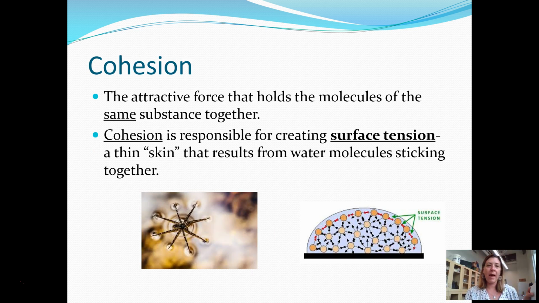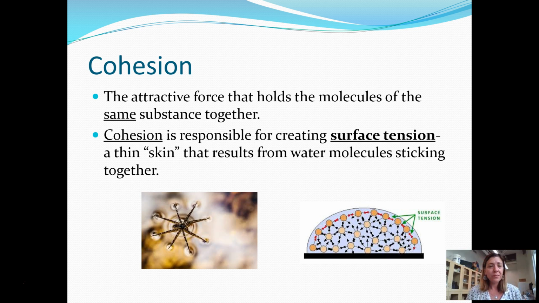Okay, so let's talk about the next property of water, which is cohesion. The first bullet point you might want to note is your definition. The definition of cohesion is the attractive force that holds the molecules of the same substance together. With water, we're talking about all the different water molecules, right? What we refer to as water is actually billions of molecules of water. So cohesion is what holds each individual water molecule together.